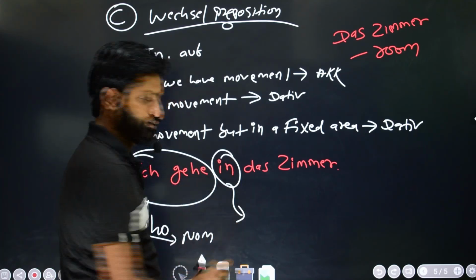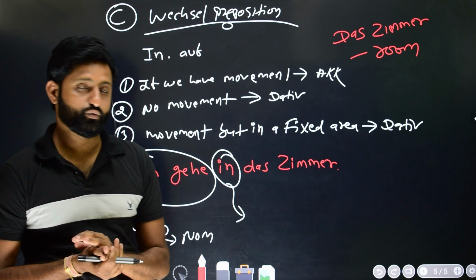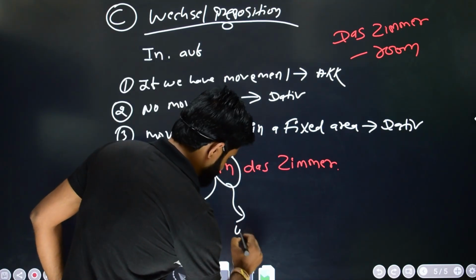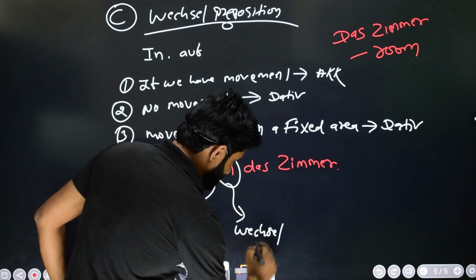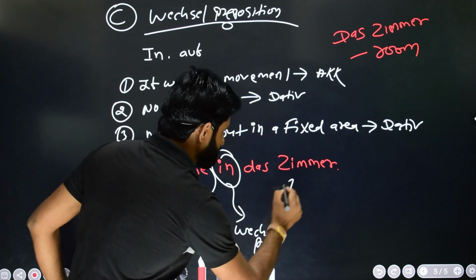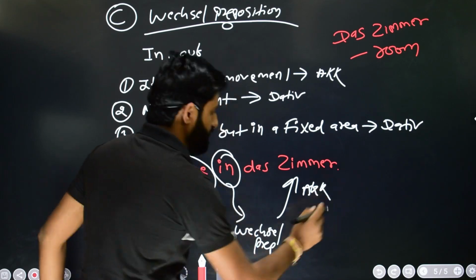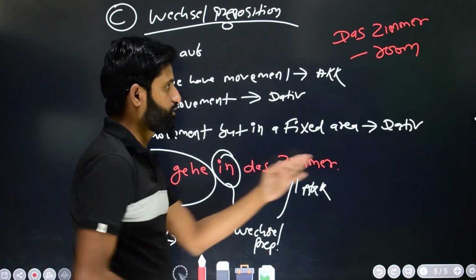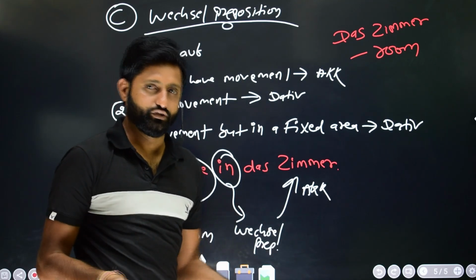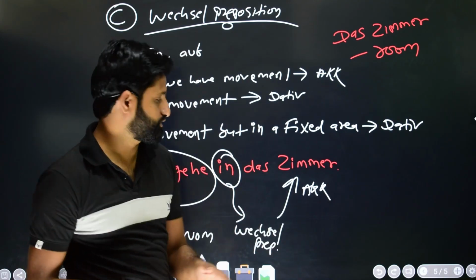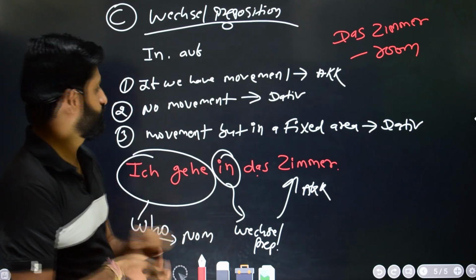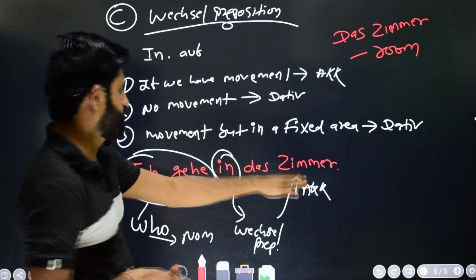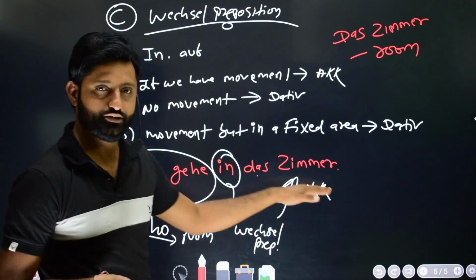What is this in? In is a Wechsel preposition. And what is the rule? If there is a movement, it will go in accusative. So this is a Wechsel preposition, and this will be accusative. Why accusative? Because I am going into the room, so movement is there. Das Zimmer will go in accusative, it will remain das Zimmer only. So das Zimmer nominative, das Zimmer accusative. So ich gehe in das Zimmer. So this is the first way to identify. If we have movement, then it will be accusative. Ich gehe in das Zimmer.